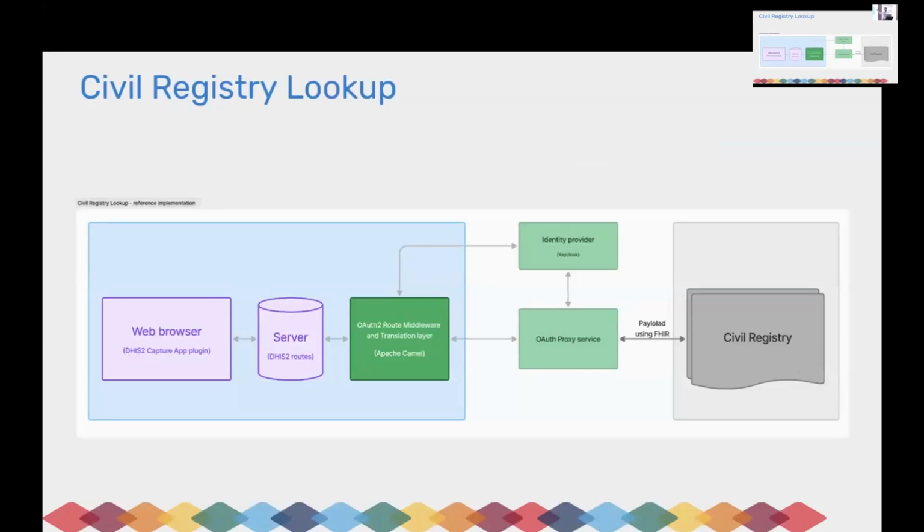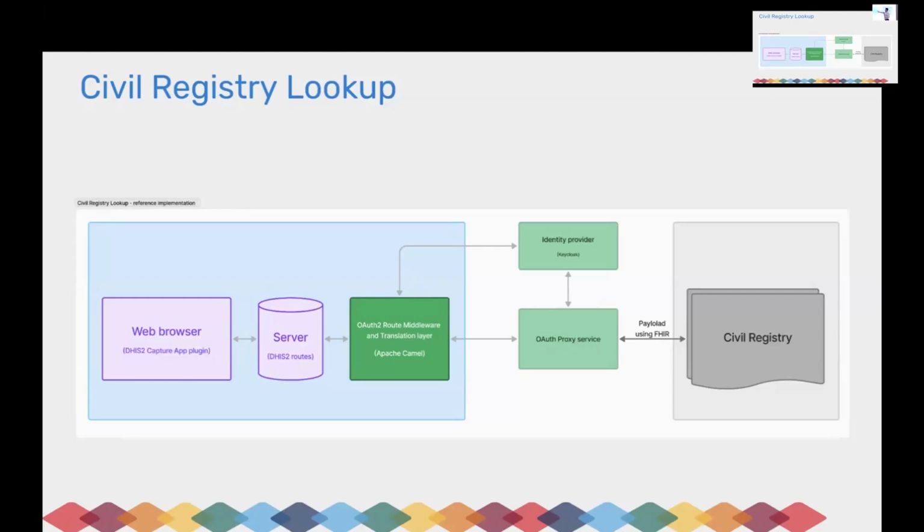Here is the flow chart of this plugin. Here we have a civil registry where the payload will be exchanged using, as an example, FHIR standards. And on the other side, you have the DHIS2 and the plugin in the Capture app in the browser, communicating with the middleware, and then through authentication, receiving the data and putting it back into the browser.